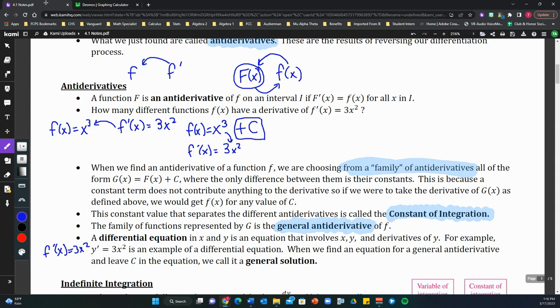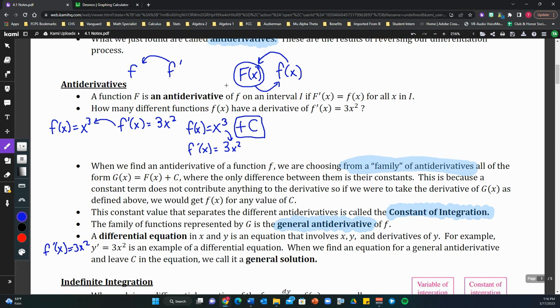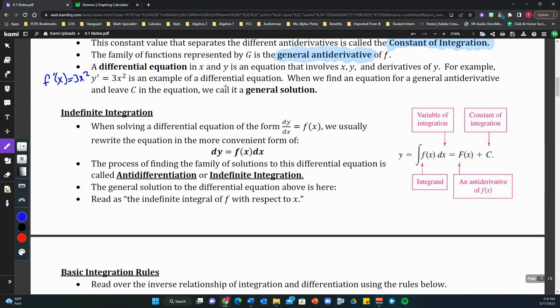Same idea. But when we find the solution to that equation, or the general antiderivative, and we leave c in the equation, we refer to that as a general solution. So it's just another way of expressing that when we go backwards and we don't pick out a specific c value, we are leaving it in general terms rather than finding one particular antiderivative. So this entire process is referred to as indefinite integration.